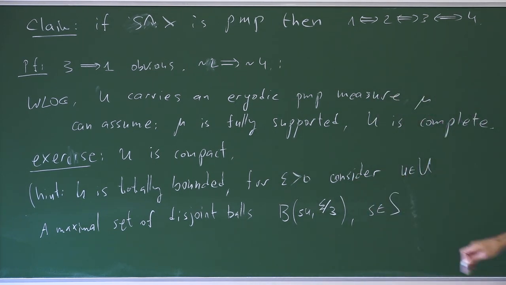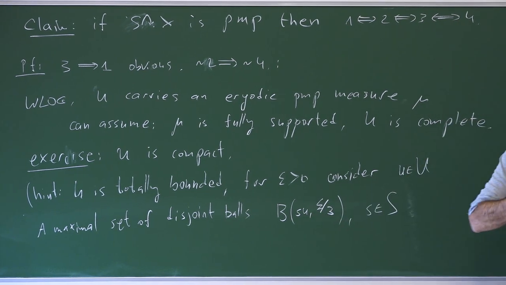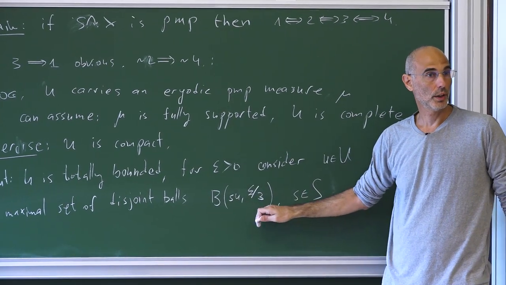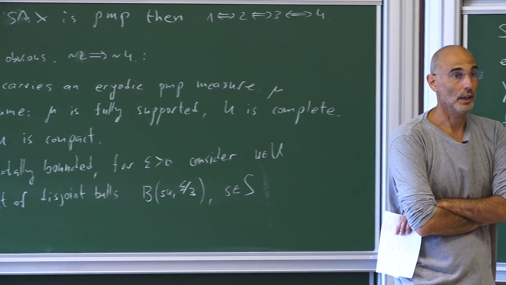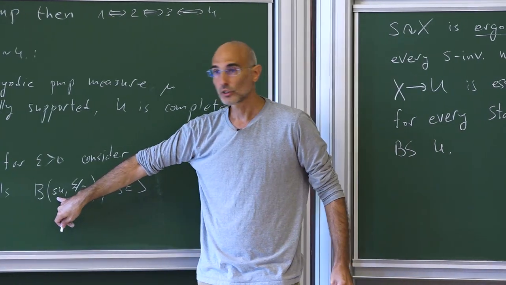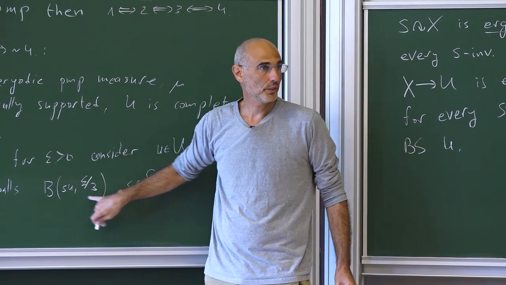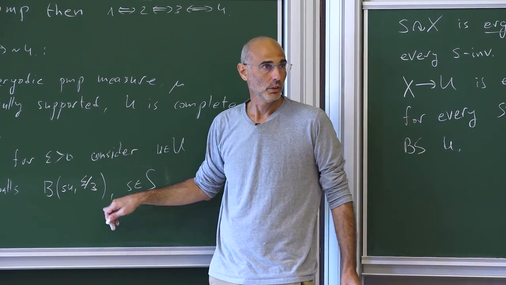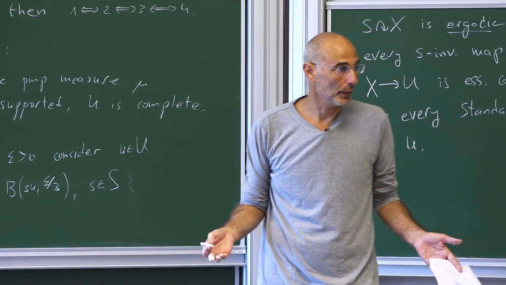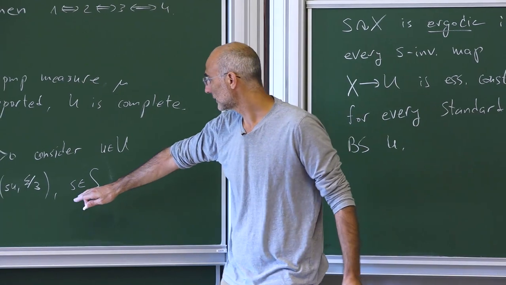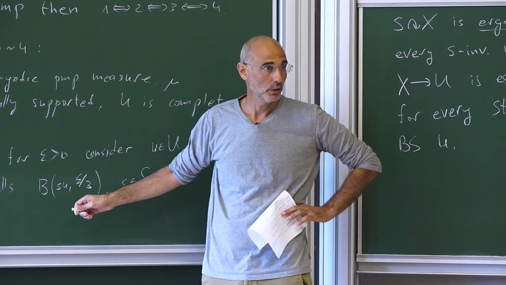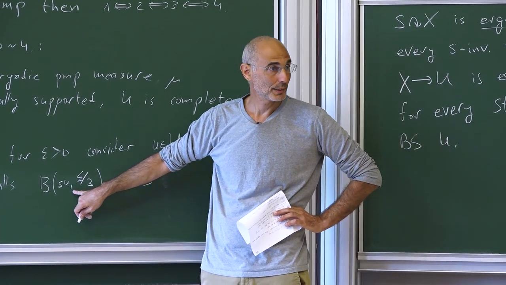So take the shifts of u under s. Remember that my measure is fully supported, so balls, all open balls, carry a positive measure, and it is the same measure if the balls are just shifts of the same ball. So these are balls of positive measure. Because my measure is bounded, I cannot have infinitely many of them. So the size of such a set of disjoint balls of some positive measure is bounded by 1 over this measure. So I can choose a maximal set like that.